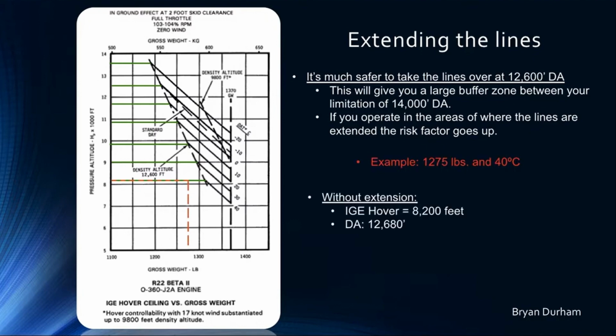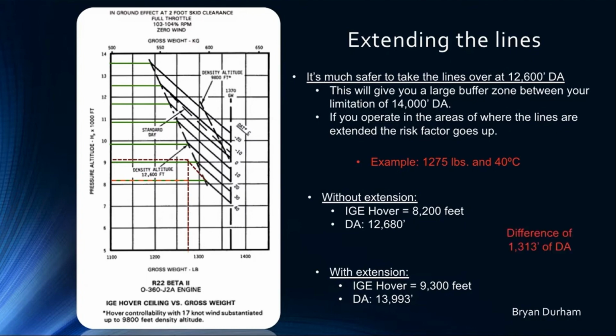So let's say that we're at 1275 on our weight and it's 40 degrees Celsius. So right here, if I just stop, I don't extend this to 14,000 feet. If I just go straight over from where the chart stops at 12,600 feet, that's going to give me an in-ground effect hover ceiling of approximately 8,200 feet. Now, you can see on your DA calculation here, it's roughly 12,680 feet, which matches up with our line, approximately. Now, if I extend them, that puts me at 13,993. So you're 7 feet off from breaking a limitation, okay? So there's a pretty big difference between those two.